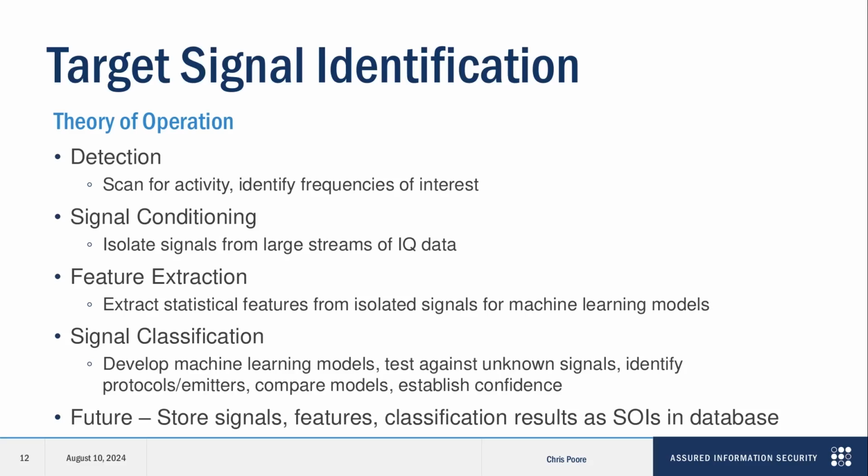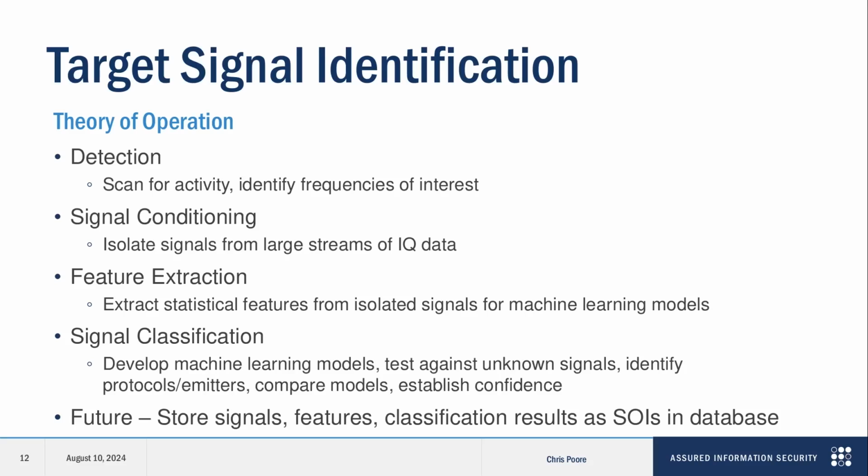But once we build these models, we can test them against unknown signals, identify things like protocols or emitters. We can compare the results from different models at once. We can run them through multiple models and establish a confidence and see how many of them identify it as this or that and what the error might be.